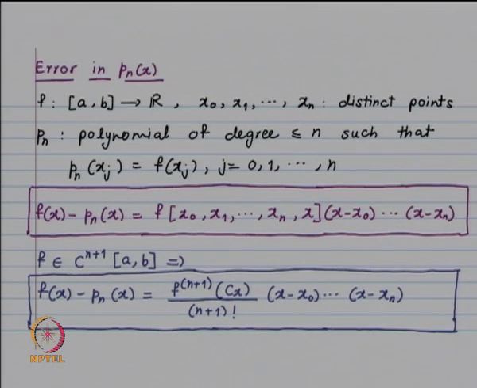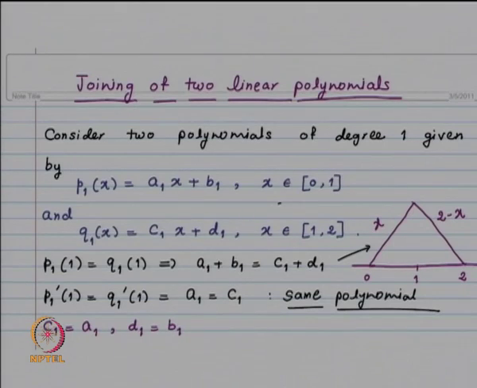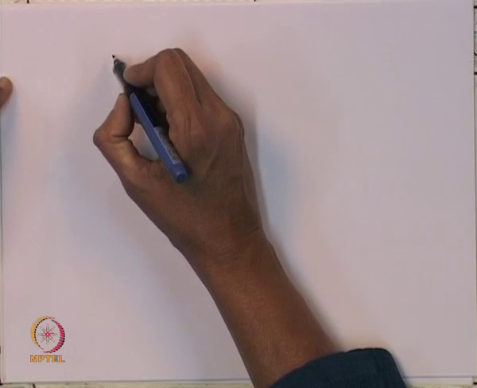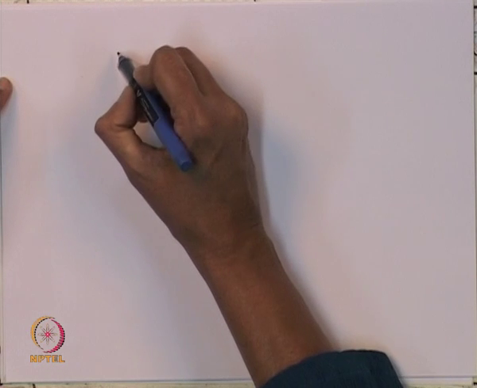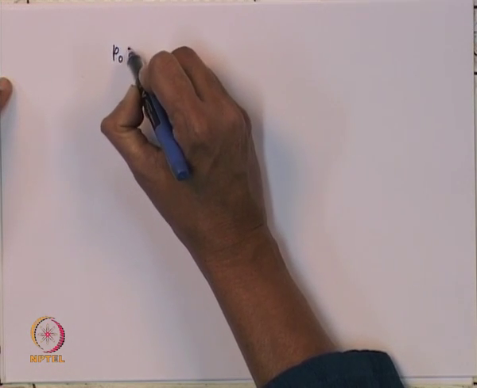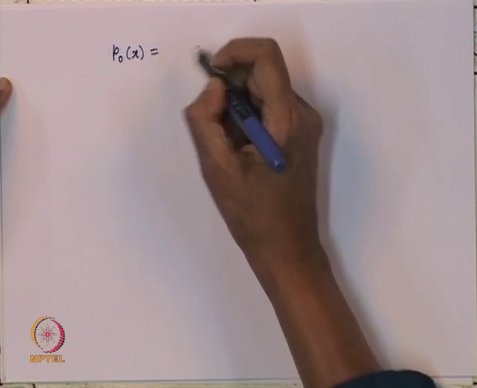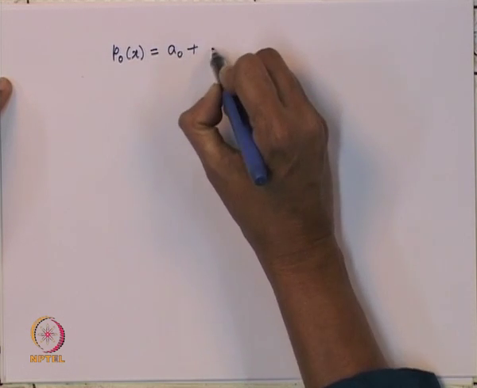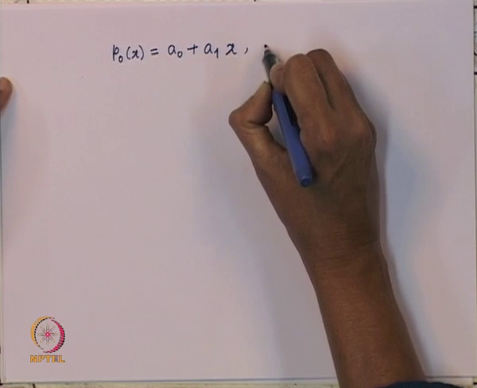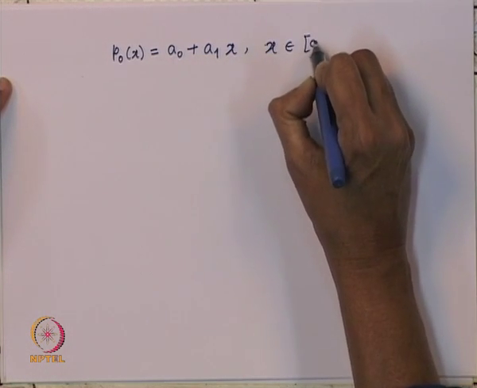Now, today we are going to replace the interval [a, b] by the interval [t_i, t_(i+1)], and in each subinterval, we are going to have a polynomial of degree less than or equal to k. So, we are going to join the polynomials together. Let us look at first the case of a linear polynomial. So, let p_0(x) be a_0 plus a_1 x, x belongs to [0, 1].